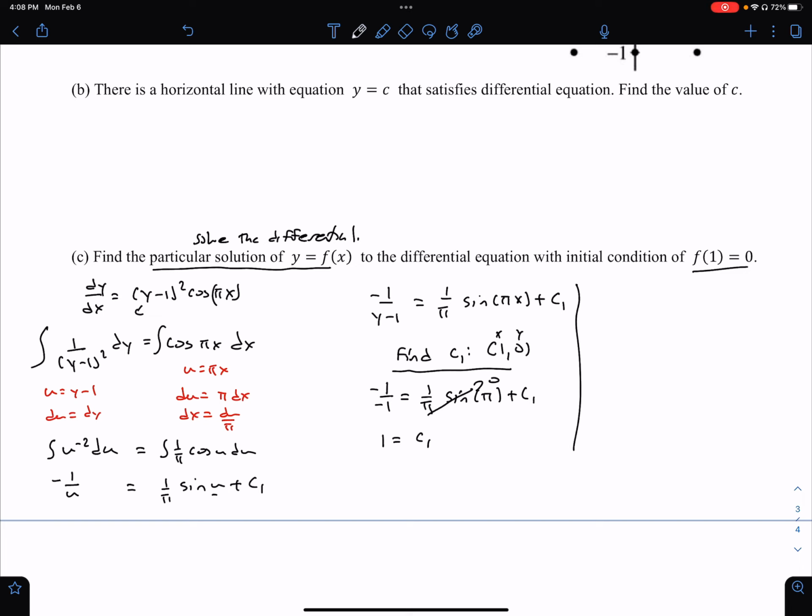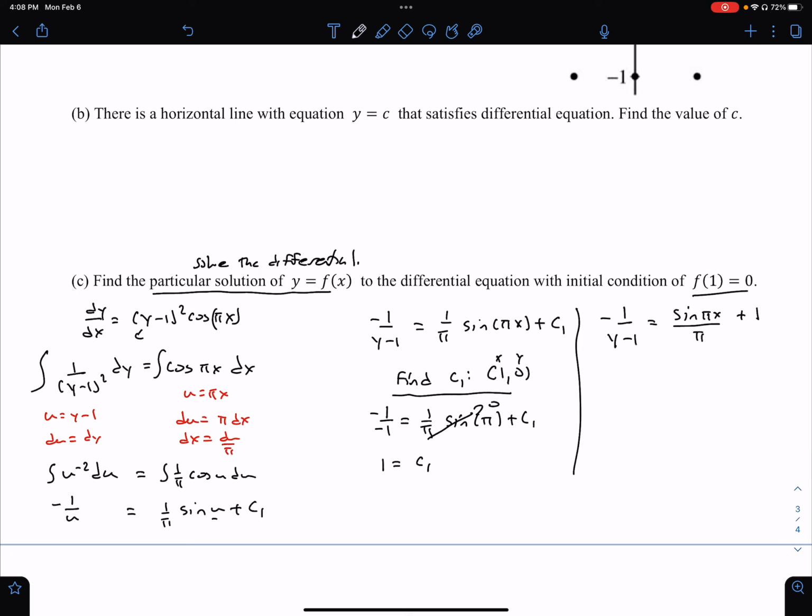So what we're going to wind up with is negative 1 over y minus 1 equal to, and I'm going to write this as sine of pi x plus 1, sorry, that's over pi right there. Now, there is kind of a trick to this one. We can't solve for y directly. So the first thing we're going to do, now we're like 99% there, is divide everything by negative 1. 1 over y minus 1 equals negative sine pi x over pi minus 1.